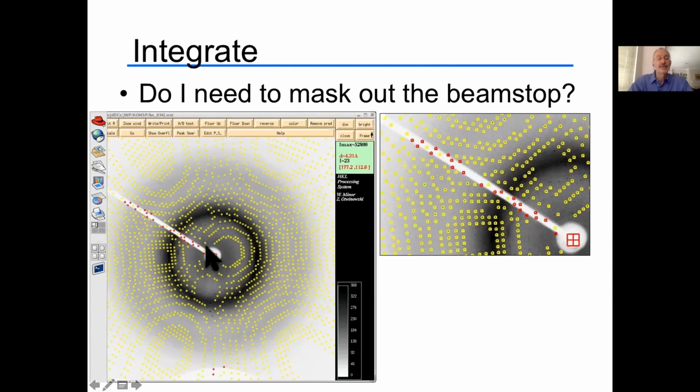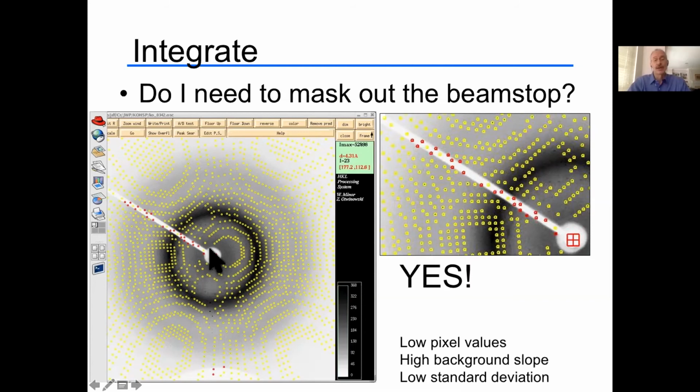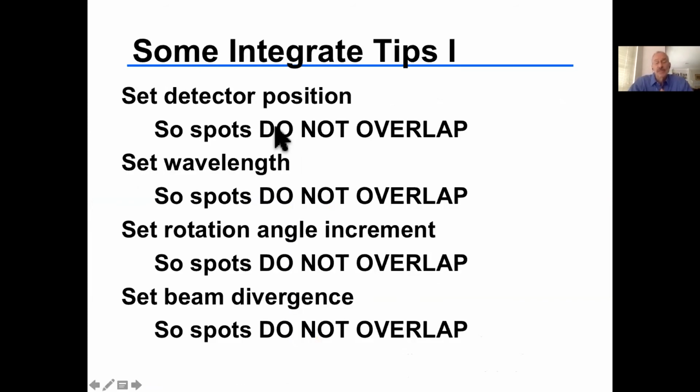The same thing applies to masking out the shadow of the beam stop at the center, where spots can be quite strong. And by having a funny shaped beam stop, you can include erroneous measurements. It's just bad data processing. So here are some tips for integration as I wind up the last few slides.